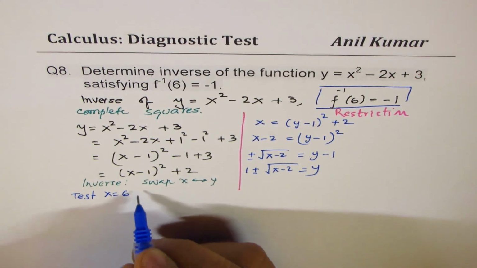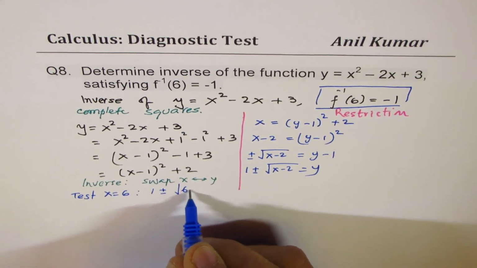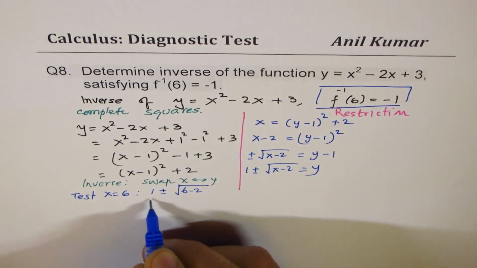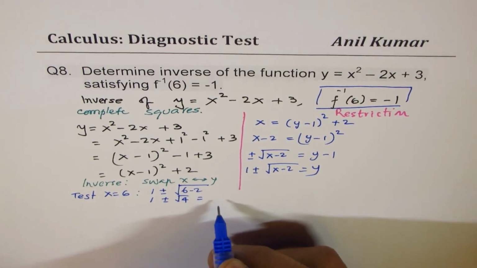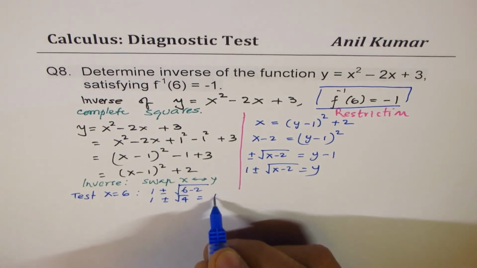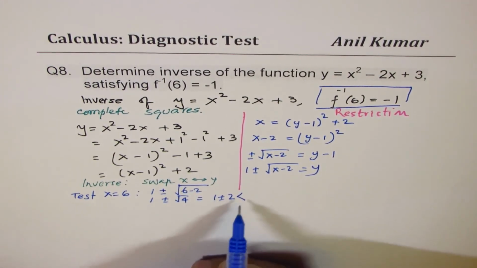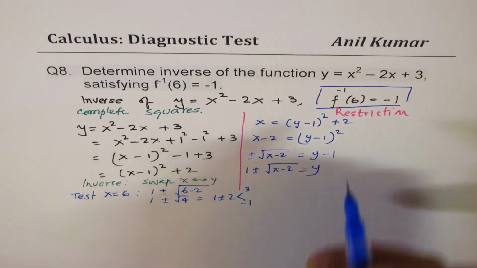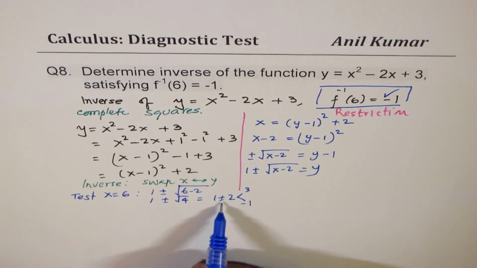In this particular expression, what do we get? 1 plus or minus square root of 6 minus 2. And that gives you 1 plus or minus square root of 4, which is 1 plus or minus 2. Now out of these, we actually get 2 values. One is 3, the other one is minus 1. Since we are interested in minus 1, we will choose the negative sign.